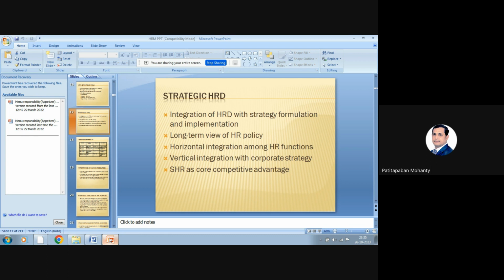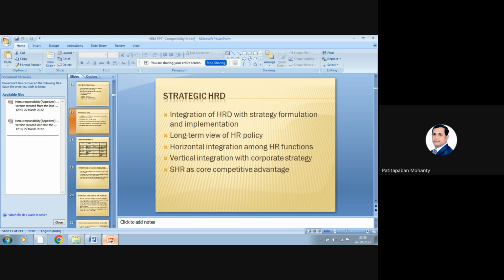Then horizontal integration among HR functions. Yes, there are two kinds of integrations. One is called vertical integration, another one is called horizontal integration. These two kinds of integration are required for the successful day-to-day function of the human resource. So horizontal integration should be there, and this is again fueled by the strategic role. If it is not fueled by the strategic roles, then horizontal integration cannot succeed. And if the horizontal integration does not succeed, most of your HR functions fail.